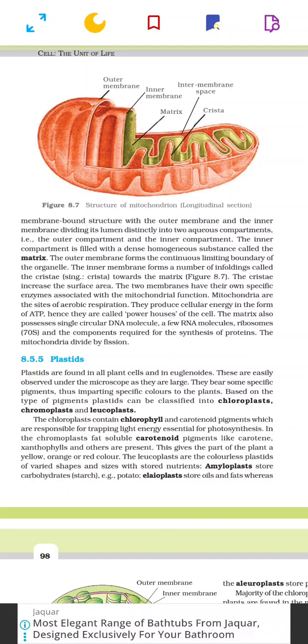The two membranes have their own specific enzymes associated with the mitochondrial function. Mitochondria are the site of aerobic respiration. They produce cellular energy in the form of ATP, hence they are called powerhouses of the cell. The matrix also possesses a single circular DNA molecule.